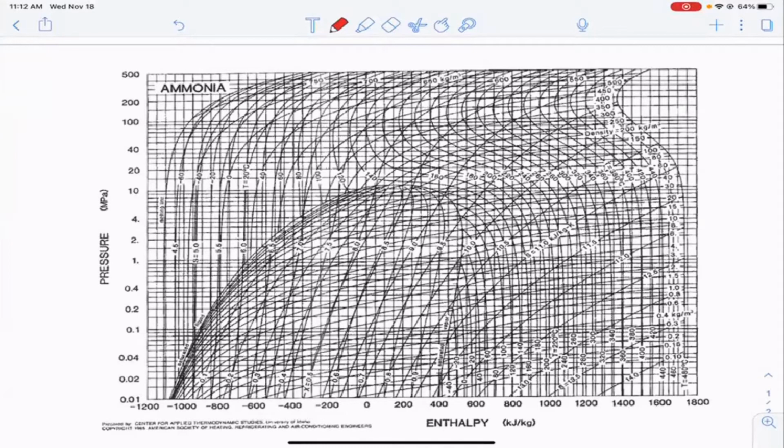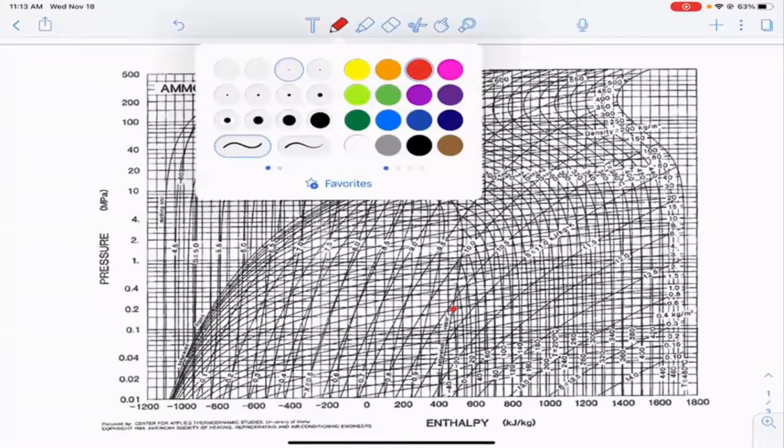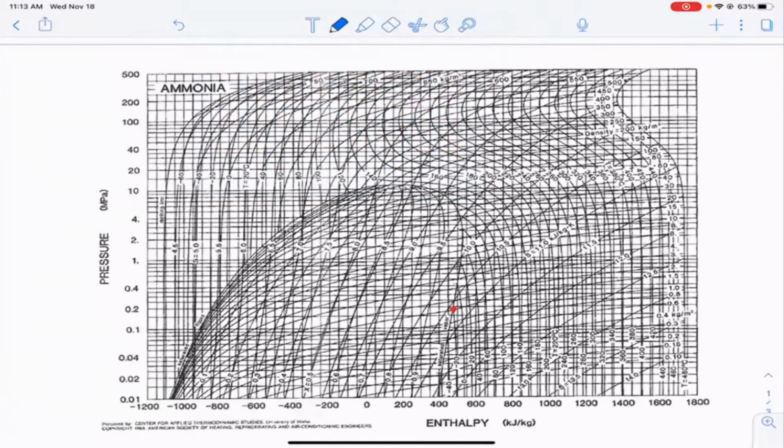So for -20, we could either start here and go down and across, or we know that -20 is going to be here, and it's right there. And so all we need to do is follow the line from -20 up to the point that it intersects the saturated vapor line. Okay. And now that we've done that, we should be able to read off the pressure and the enthalpy.